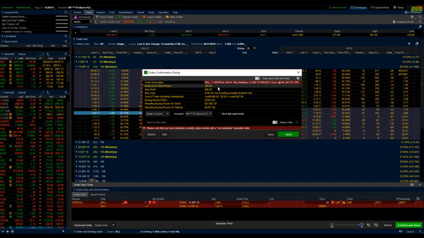I don't care if Nvidia moves up, down, or sideways. As long as price action stays below that level, I can make money. The current price of the stock's at 281. I can be wrong by almost $5. It can move to the upside by $5, and I can still make money.